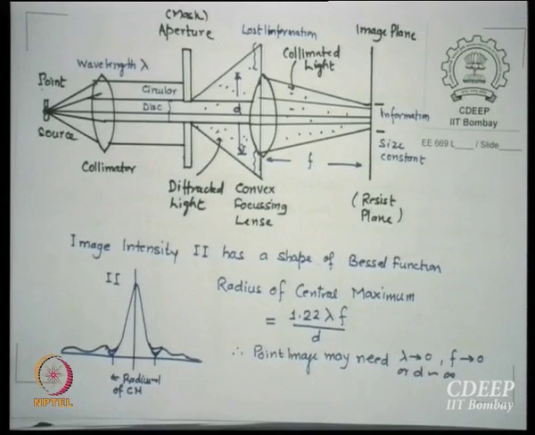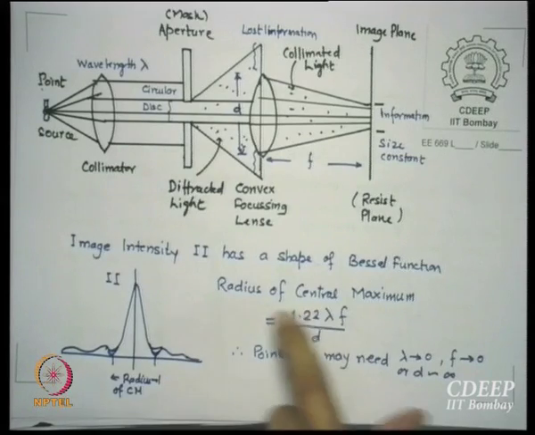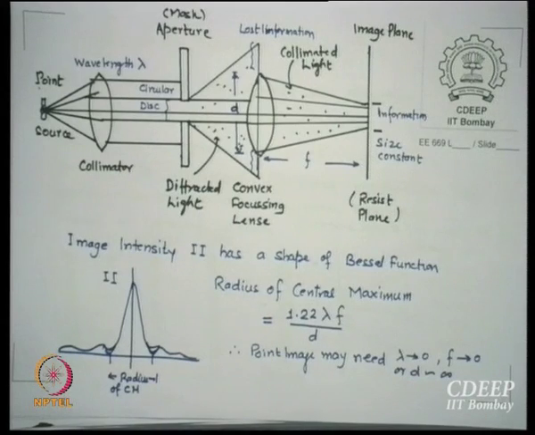Now if you really want the image to be a very sharp point image, that means this should be 0. Smaller the radius means sharper the image. So if I want a very sharp image, what should I do? Lambda be 0, focal length be 0, and the diameter of lens is infinite. It's the ideal system which can never be done. So obviously the radius cannot be zero, so point image will always be slightly larger than that because lambda is finite, focal length is finite, and the diameter is also finite. That is the beam which I can actually create.